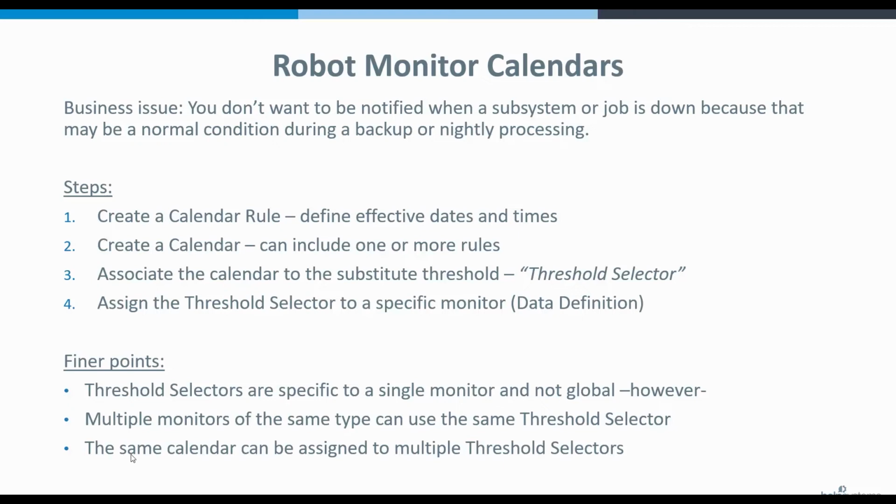And likewise, the calendar that you created in step 2 above can be assigned to multiple threshold selectors. So if you've got jobs going down, subsystems going down, maybe you want to also qualify CPU monitoring, etc., that all can be based on a single calendar that you created. Let's take a look at how this is set up in Robot Monitor.